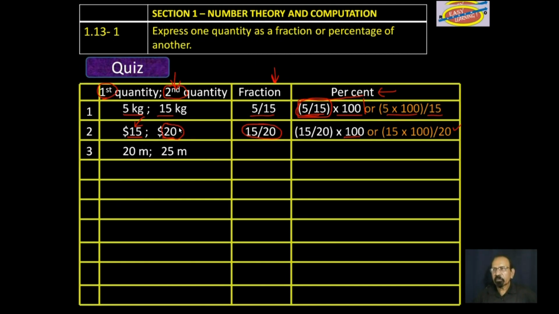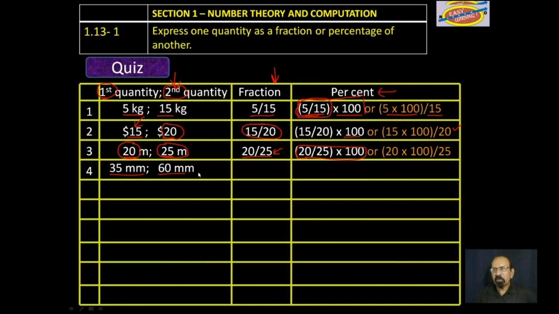Next one, question 3. 20 meters as a fraction and percentage of 25 meters. So as a fraction, 20 out of 25, 20 over 25. As a percent, you just multiply that by 100, which is this first part here. Or, if you don't want to go through the fraction stage, multiply this first number here by 100 and then divide by the total.